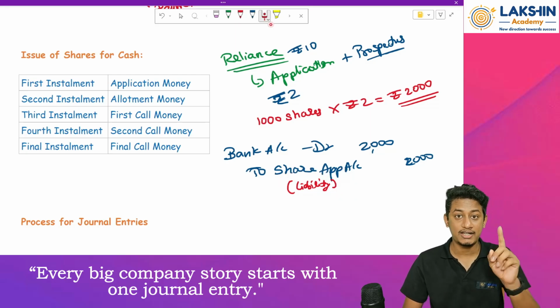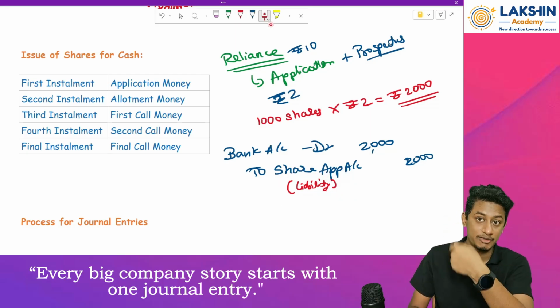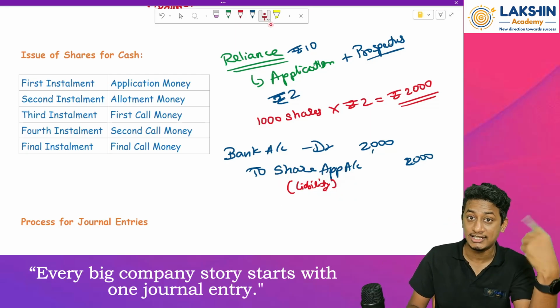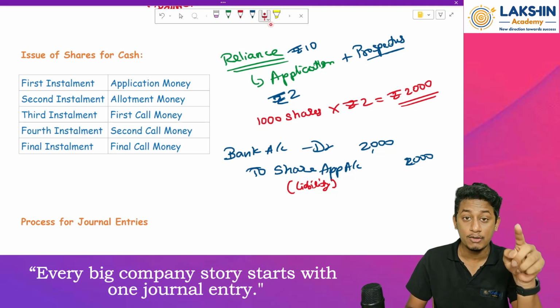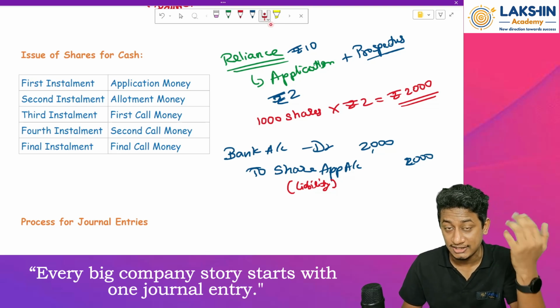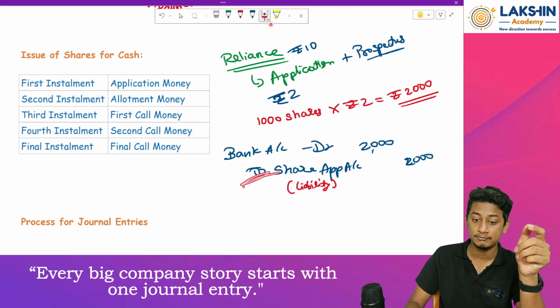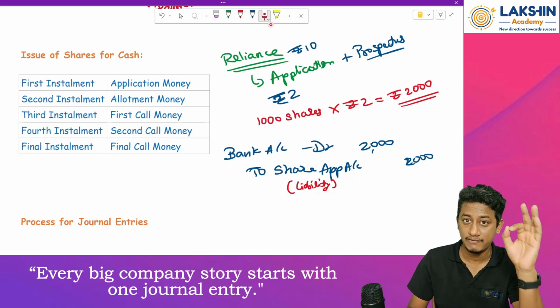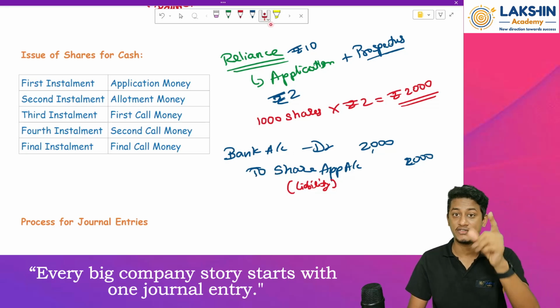So we know that whenever liability increases, since I have received the money on application and my liability is increasing, because of that, what happens? My liability increases, and whenever the liability increases, we will create the account. We will create that account. Clear? Okay, this is the first entry.